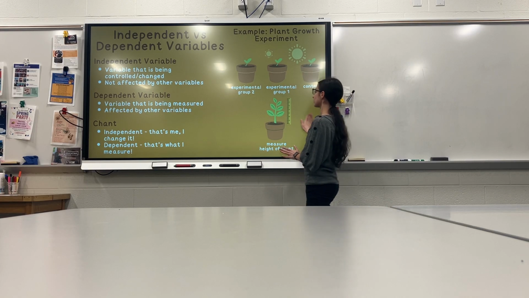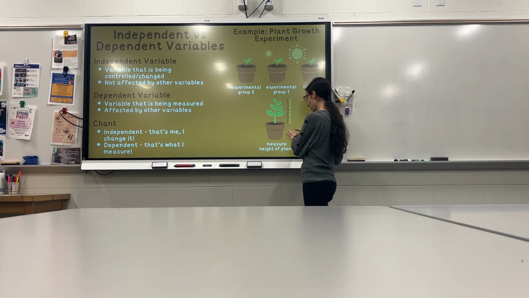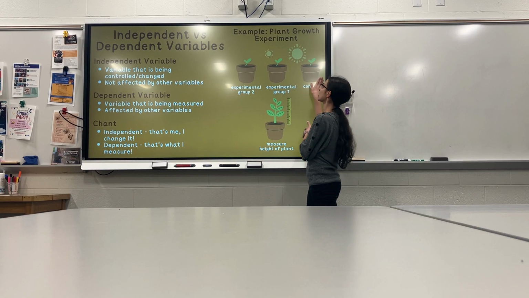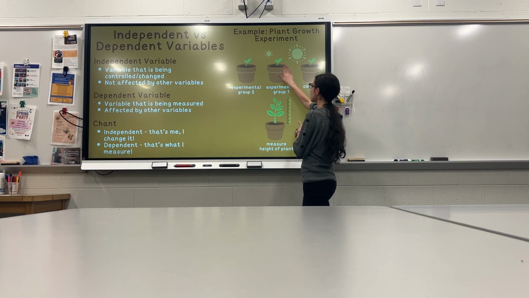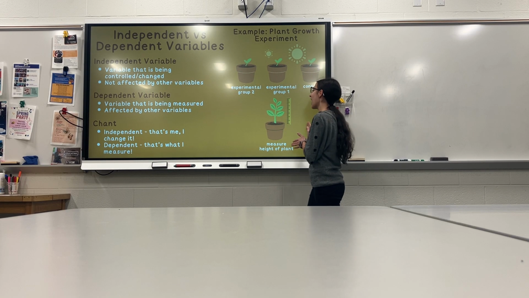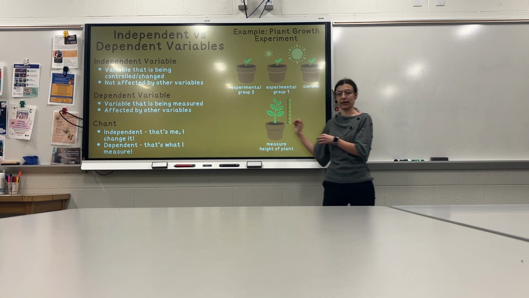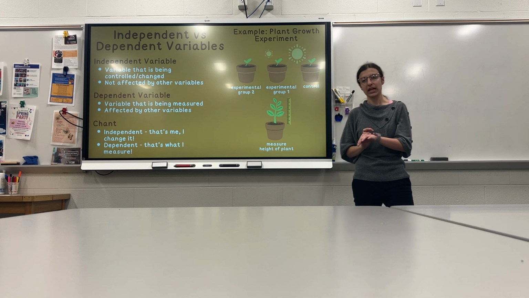So that means the other one, the dependent variable, is going to be the plant height because we are measuring that. While with the independent variable, we are controlling how much light each plant gets. We know we've already picked this prior to the start of the experiment, and the height of the plant is what we are measuring at the end of the experiment. And that's pretty much it.